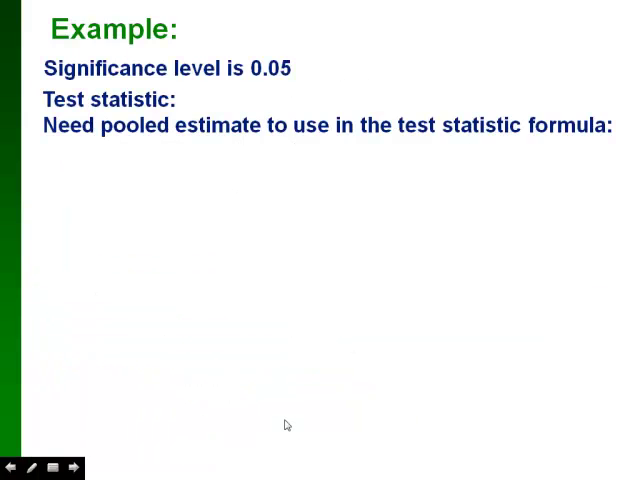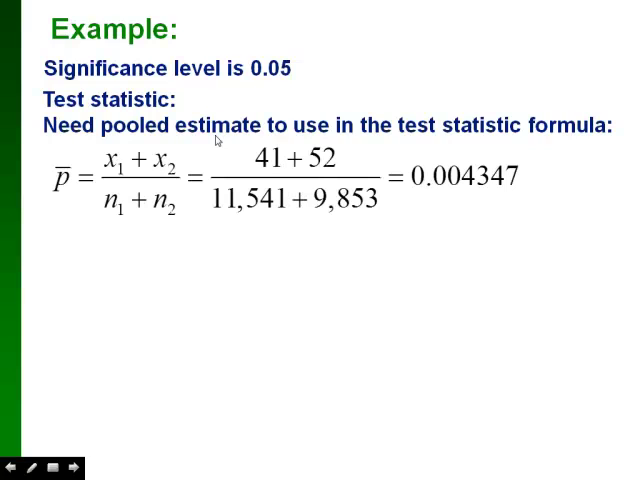Our significance level is 0.05, and for our test statistic, we need our pooled estimate, or our pooled sample proportion, to use in our test statistic formula. So we're going to calculate that first. This was the formula, so we're taking our two numbers of successes, which were 41 and 52, and then our two sample sizes on the bottom. And if we add and then divide those two results, this is what we get for our pooled sample proportion.